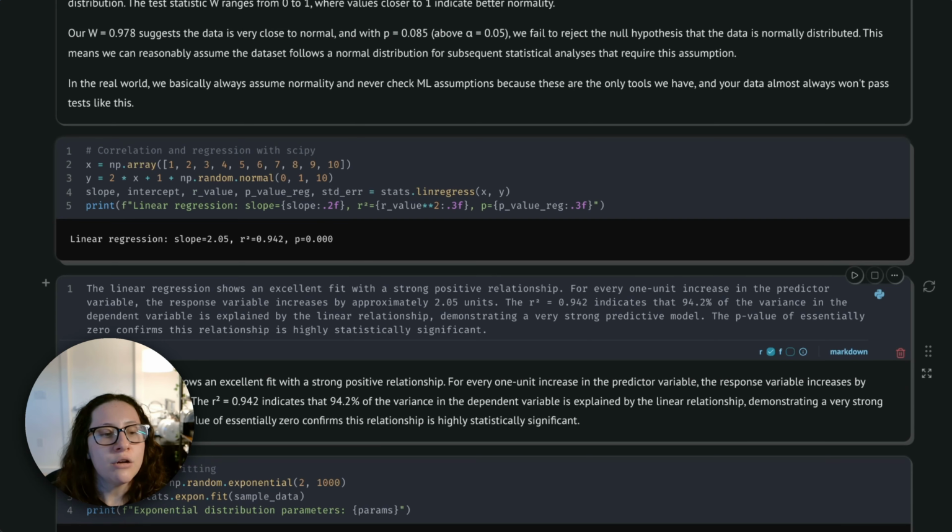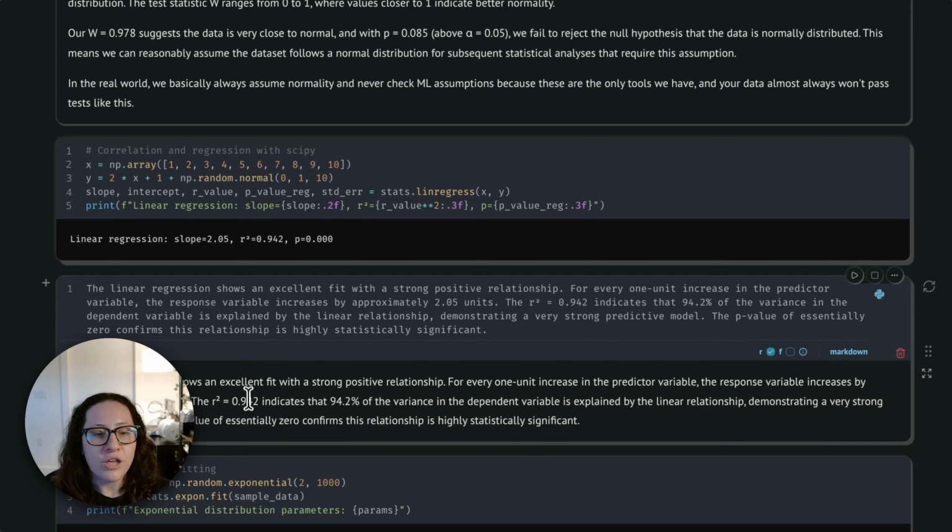So in this case, the linear regression is showing us an excellent fit with a strong positive relationship. For every 1 unit increase in the predictor variable x, the response variable y increases by approximately 2.05 units, that's the slope. The R squared equals 0.942 indicates that 94% of the variance in the dependent variable is then explained by the linear relationship between x and y, which is demonstrating a very strong predictive model. So when we talk about goodness of fit, we're saying how well does our modeled line in the linear regression actually fit with our data? And in this case, we have a really good fit here.